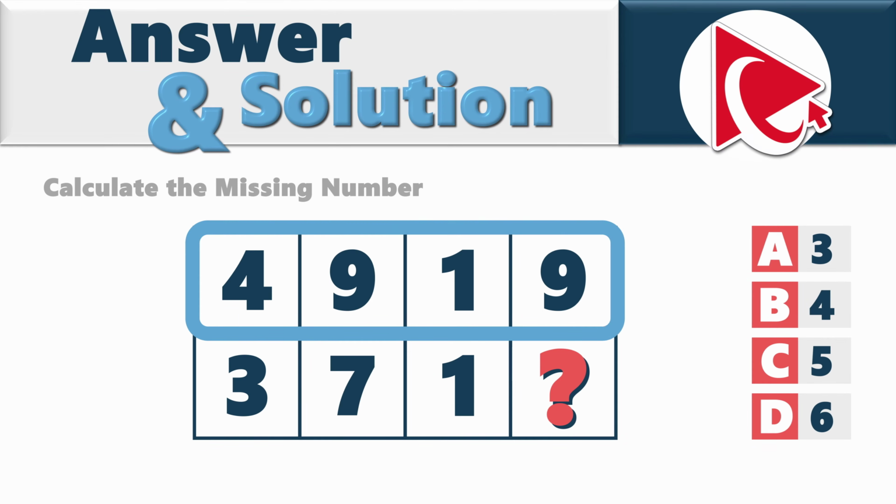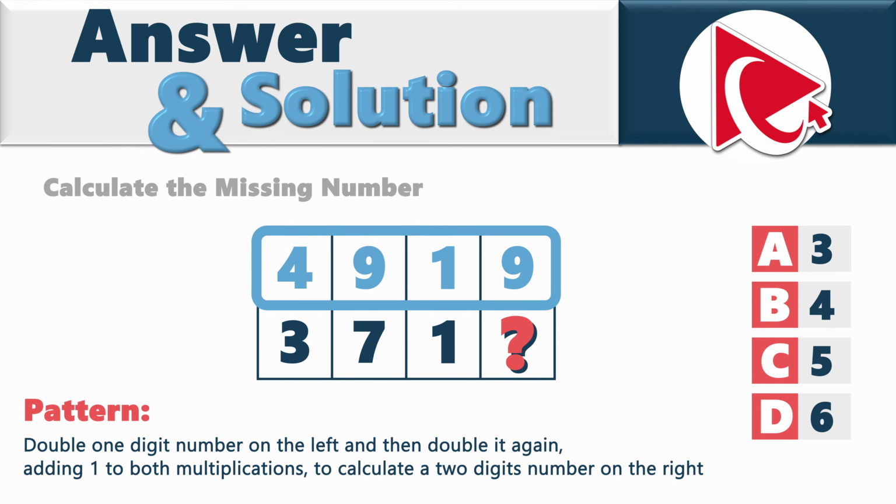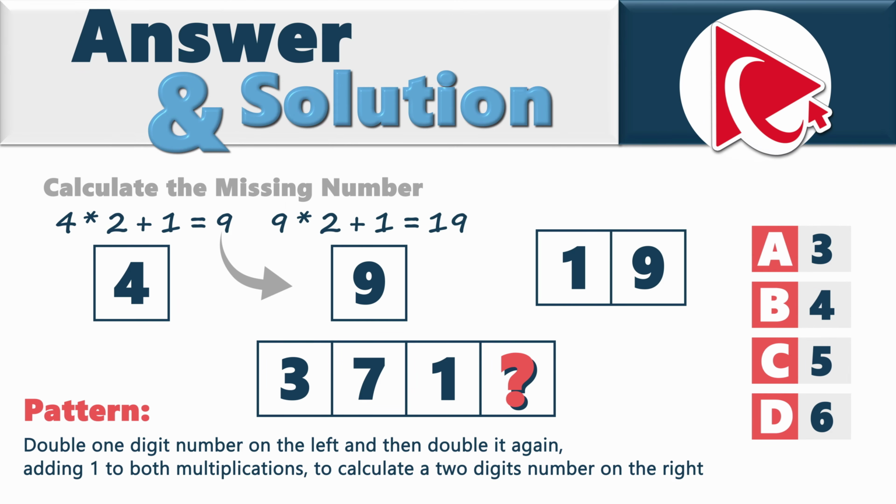Let's look at the first row. It has numbers 4, 9, 1, and 9. We need to double the one digit number on the left, adding 1, and then double it again, adding 1, to calculate the 2-digit number on the right. Let's look at the example. 4 multiplied by 2 plus 1 equals 9. 9 multiplied by 2 plus 1 equals 19.